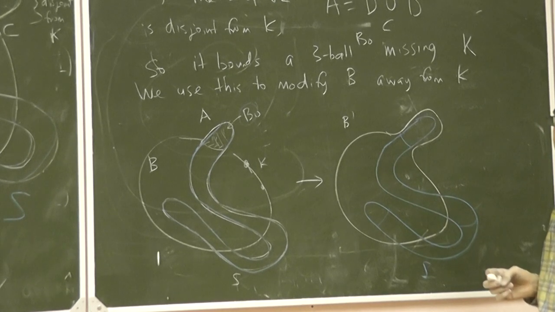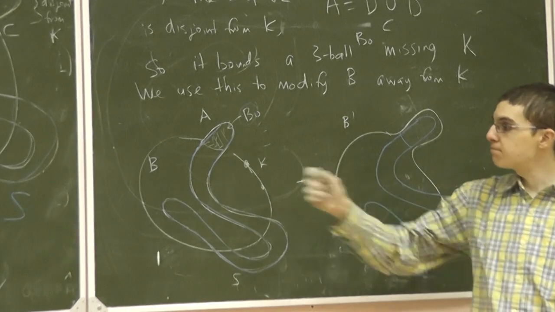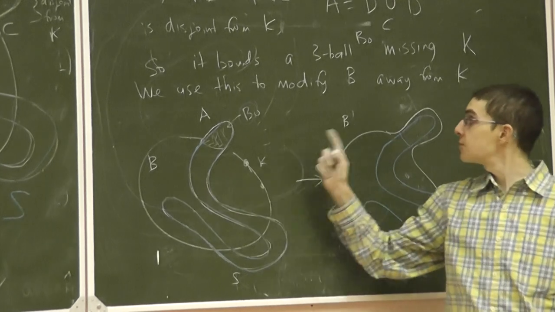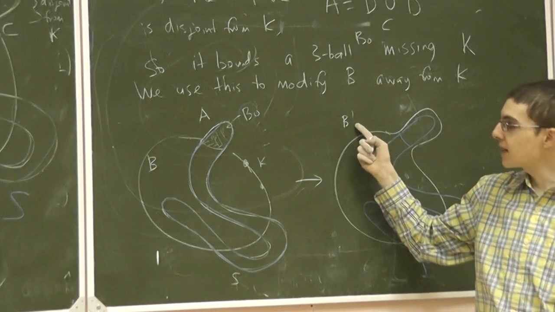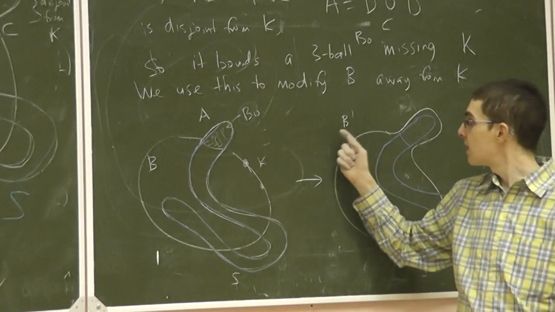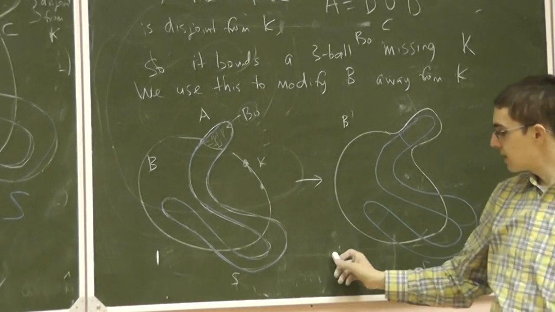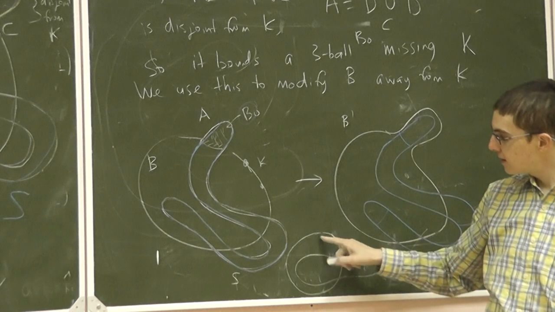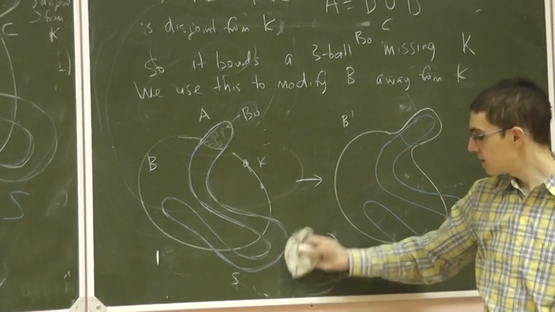So you can think of it like this. Return to the beginning of the proof, and instead of choosing B as a three ball that contains P, choose instead B prime. That will also be a three ball that contains P intersecting K in two points, because we only changed B in this region here, which is away from K. So if we have a separating ball B, then all we've done is change the ball away from the knot.